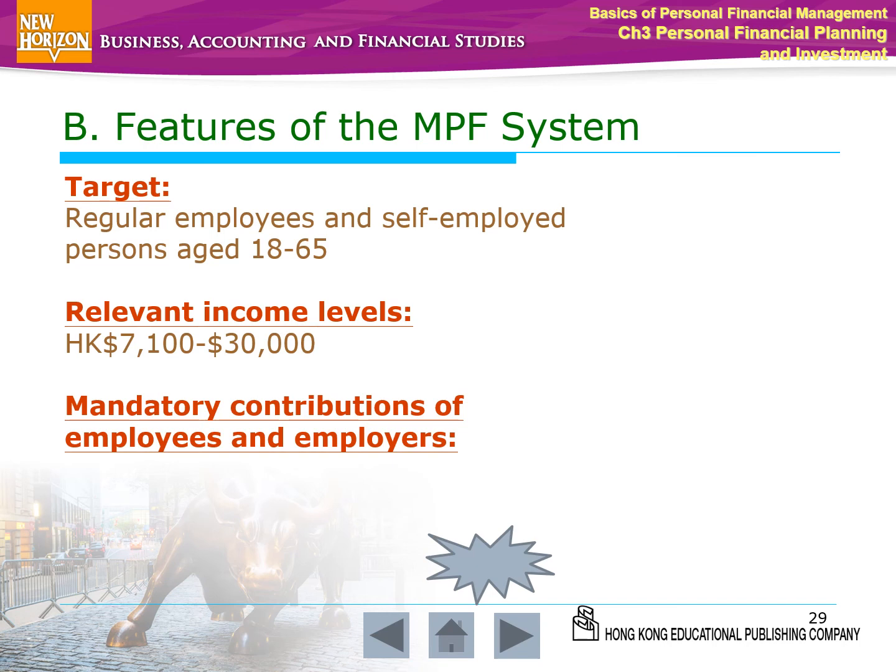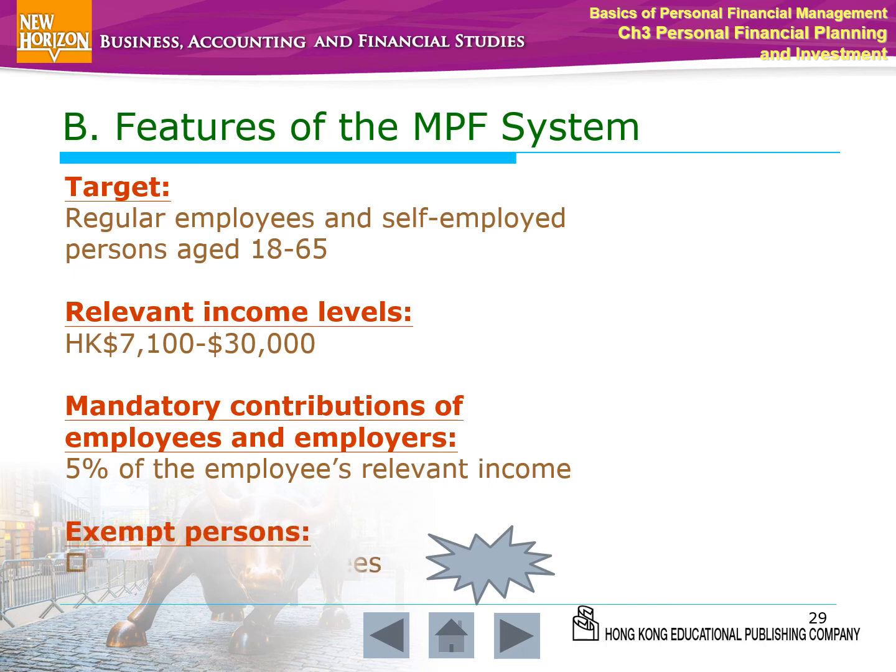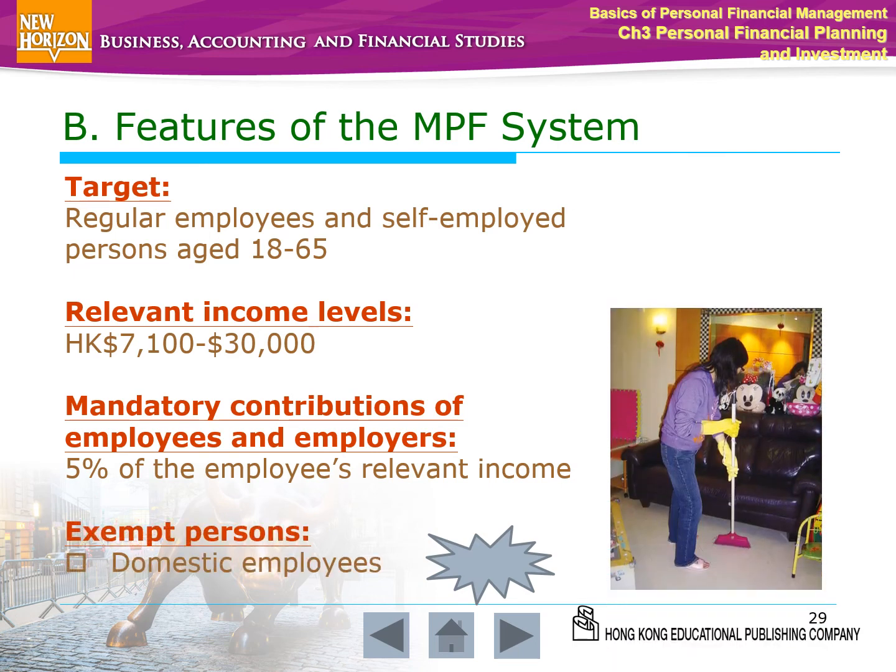Mandatory contributions of employees and employers are 5% of employees' relevant income. That means the maximum income level is $30,000 out of 5%. That means $1,500 to be contributed by the employer. But the employer does not need to pay an extra amount out of income above $30,000. Exempt persons are domestic employees, just like the person in the picture, and self-employed hawkers. Hawkers, okay? Remember this, not other employers.